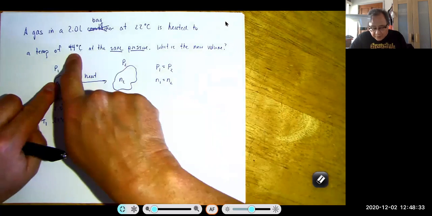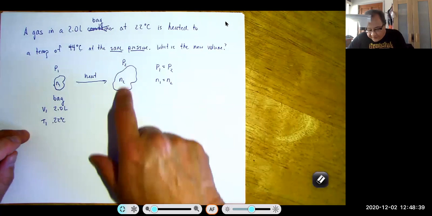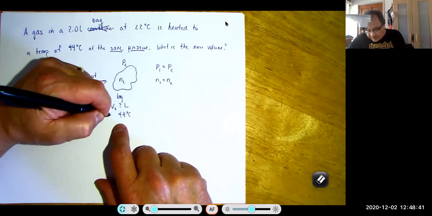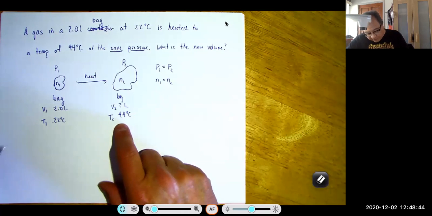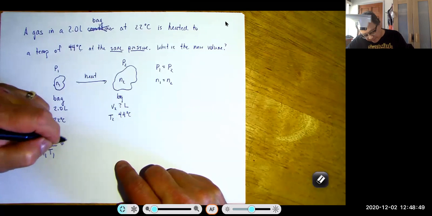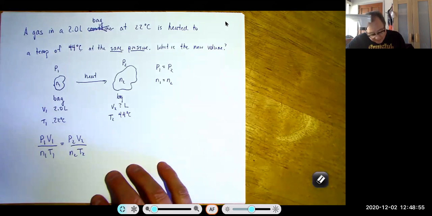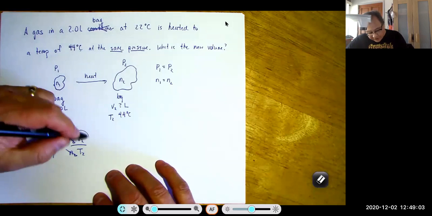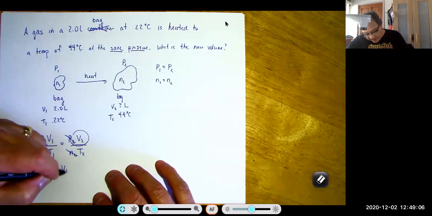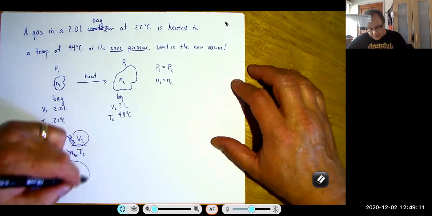It does say it's at the same pressure, so P1 equals P2. We want this V2, and T2 is 44. So if we write out the equation, and we get rid of the things that do not matter because they don't change, they would be P and N. And since we're solving for V2, we get V2 is equal to V1 T2 over T1. So we're going to use this equation to solve the problem.